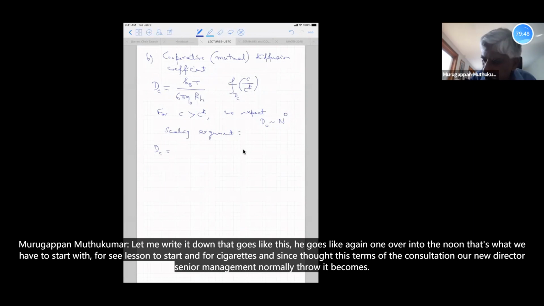Let me write it down. That goes like DC goes like, again, 1 over n to the nu. That's what we have to start with for C less than C star. And for C greater than C star, this turns out to be concentration power nu divided by 3 nu minus 1. No molecular weight dependence.